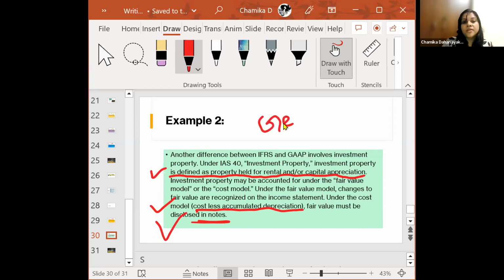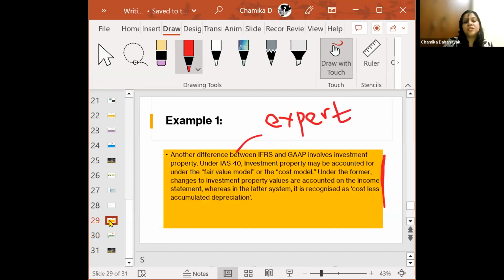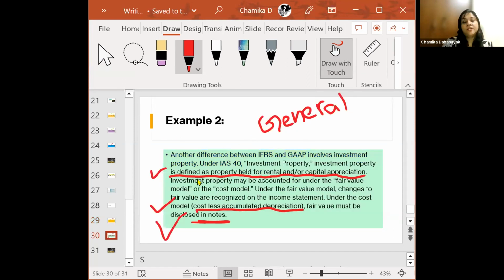So who is your audience? The audience you are writing this for has a general knowledge about your subject. So as an expert, you are writing to a general audience. This is the way that you organize your language for normal people. Right? Now see the difference, big difference. So here you are writing for expert audience. Here you are writing for a general audience. Look at the way the language is organized, right?